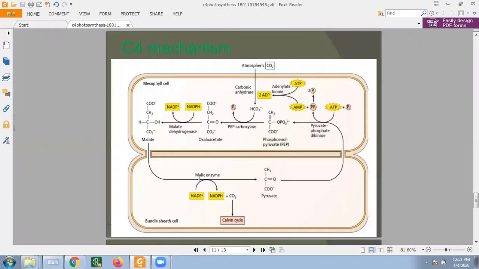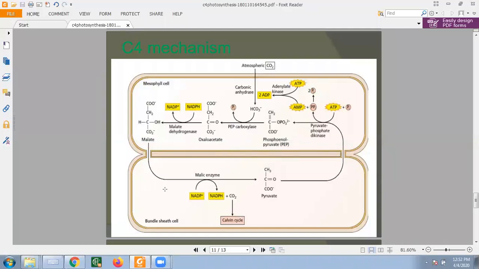In the bundle sheath cell, this malate reacts with an enzyme, malic enzyme. With the malic enzyme, another NADPH is produced, and the carbon dioxide released is captured and pushed into the Calvin cycle. So the C3 cycle takes place again from here. You can see this is an alternative cycle for the C3 cycle. Due to tropical conditions and the things we have discussed, such conditions are avoided by these plants. That is why they form this type of mechanism.